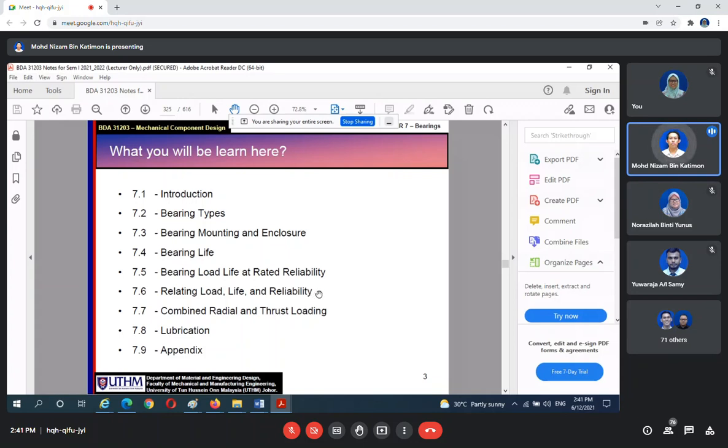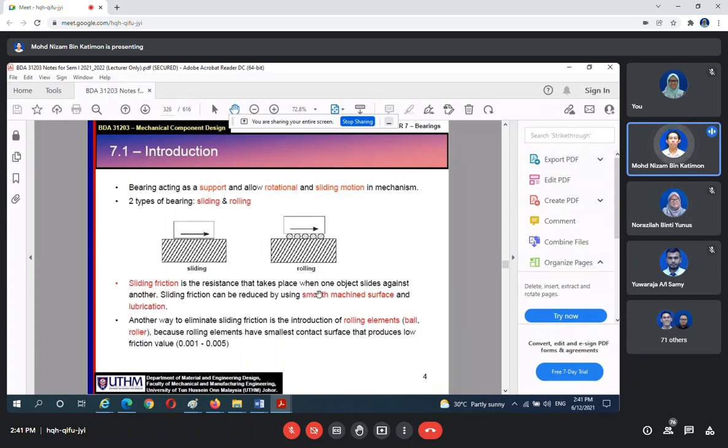All right, very simple. Bearings act as support and allow rotation and sliding motion. There are two types of bearing: sliding and rolling. In sliding, friction takes place. Sliding friction can be reduced by using smooth machined surfaces and lubrication.